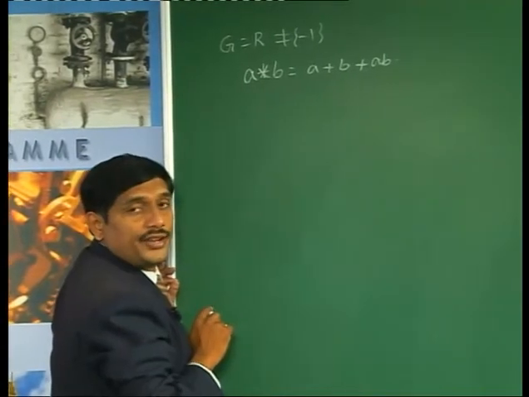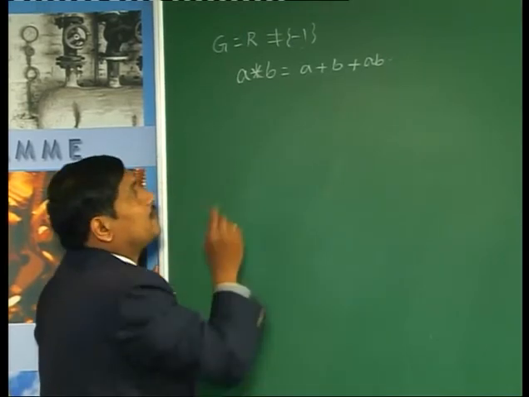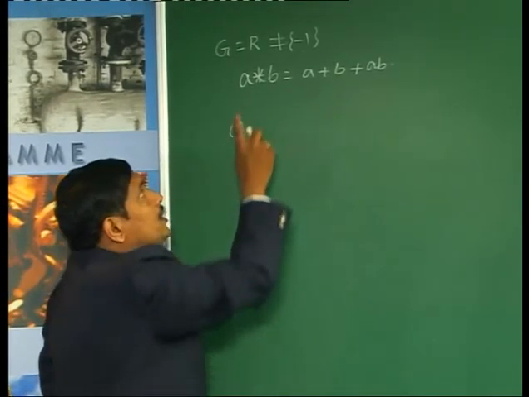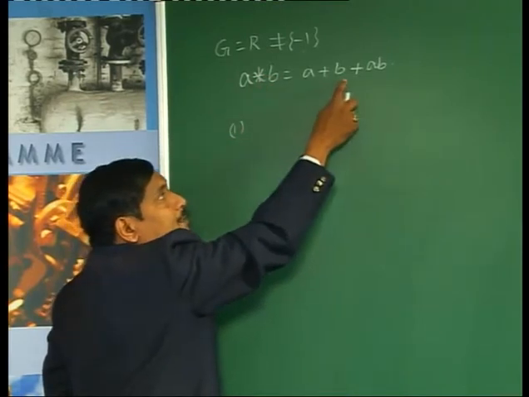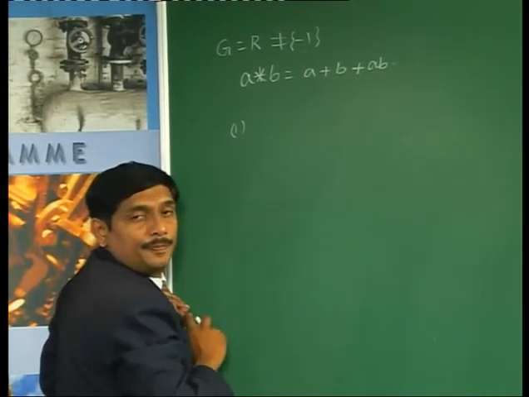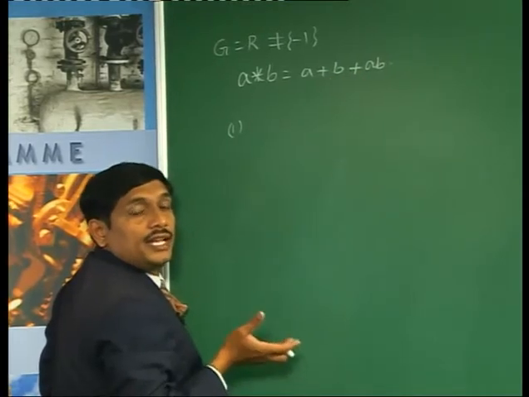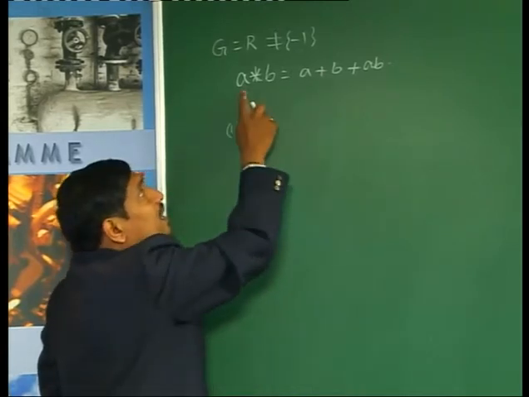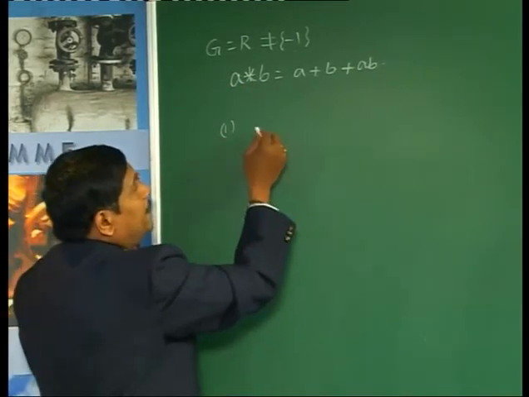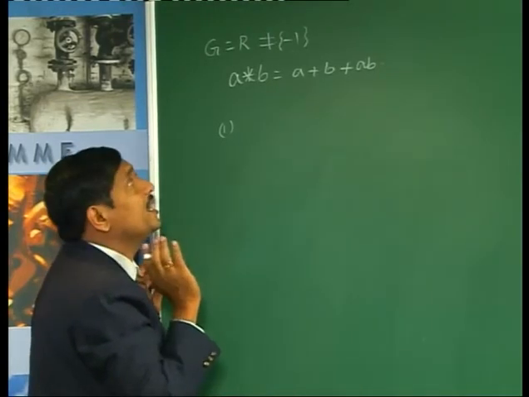First we want to show that this operator, G, star is a group. What is the first? First is the operation. You know that it satisfies the closure property. What is closure? A star B is equal to A plus B plus AB. One operation is addition, another is multiplication. Here the addition and multiplication property is itself a closure, therefore we say that A star B is closed under star.